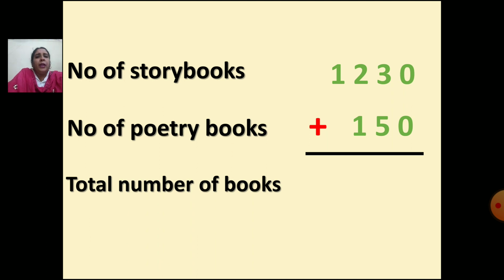Okay. Now let us add the numbers. So first we are going to start from units place. Now 0 plus 0 is how much? 0. 5 plus 3 is how much? 8. Very good. And 2 plus 1, 3. And now 1000, there is no number. So you will bring 1 down. So total number of books are how many there? 1380.